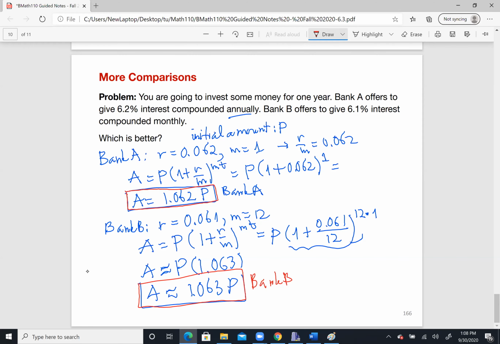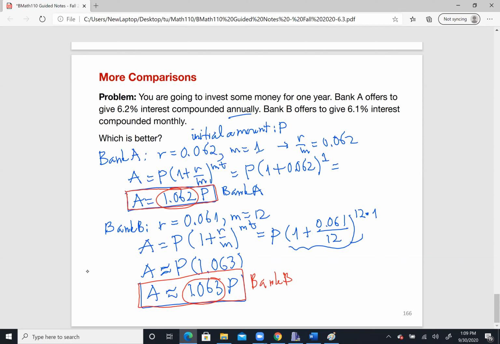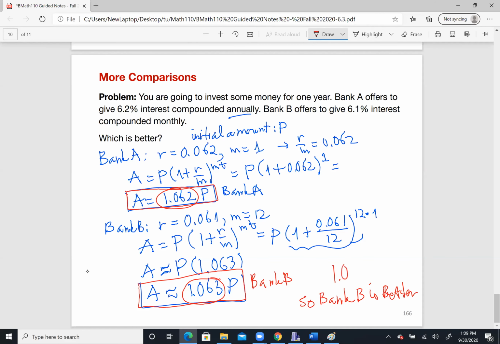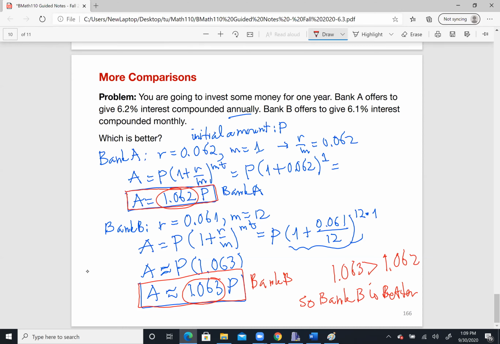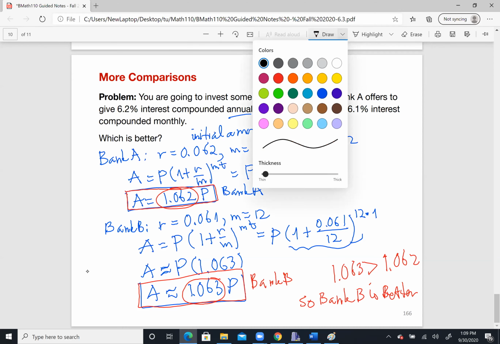And you can just compare these two rates because P is the same. So you say bank B is better, right? You can see that 1.063 is greater than 1.062. Then you're gonna say, oh, so bank B is better. Okay, that's gonna be the answer for this problem.